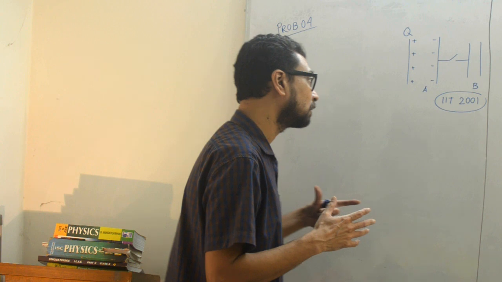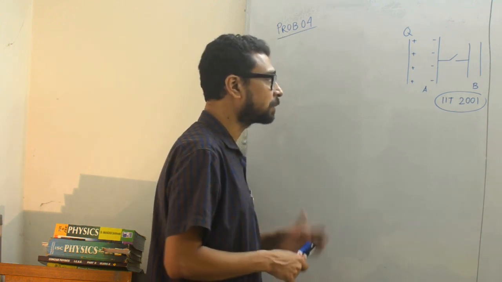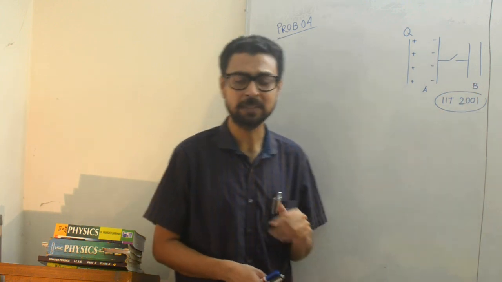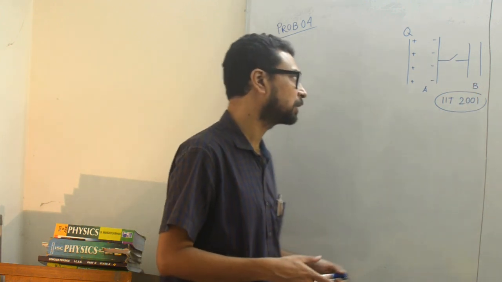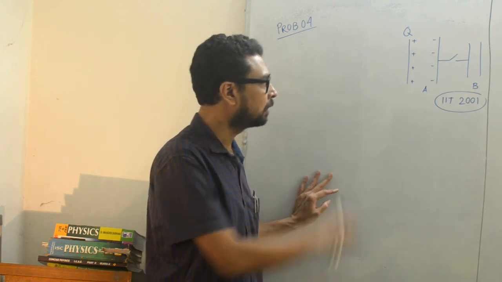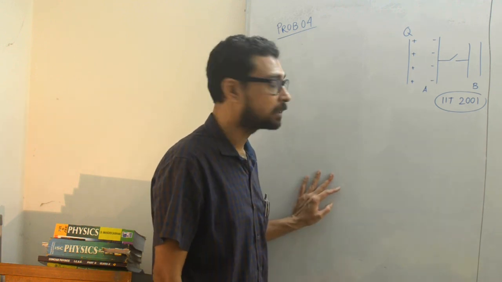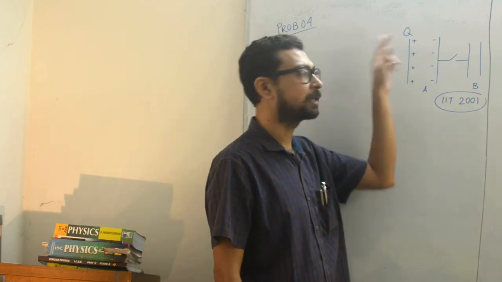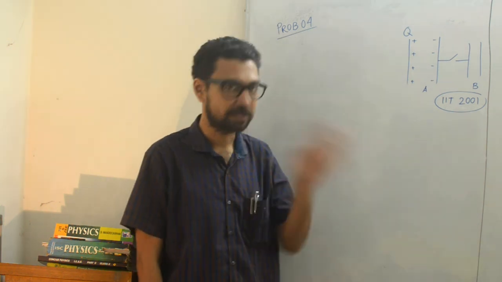Okay, so the problem is they have given us two capacitors, capital A and capital B. Please note it down. I am not showing you any picture, I am just telling you the sum. Please write down this diagram. We have said that there are two capacitors, capital A and capital B, where A is charged with capital Q and B is uncharged.